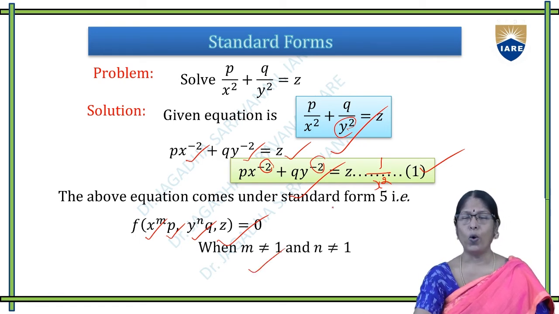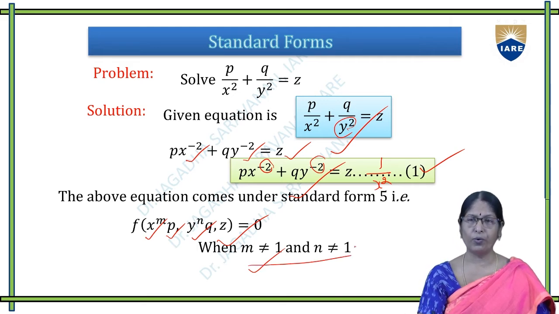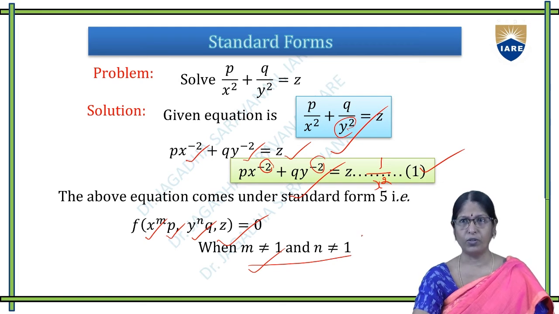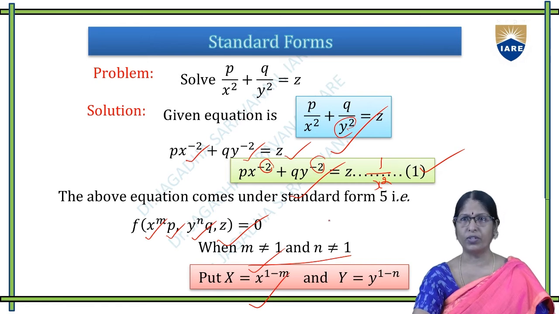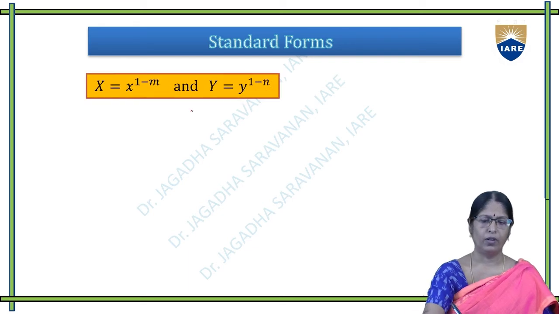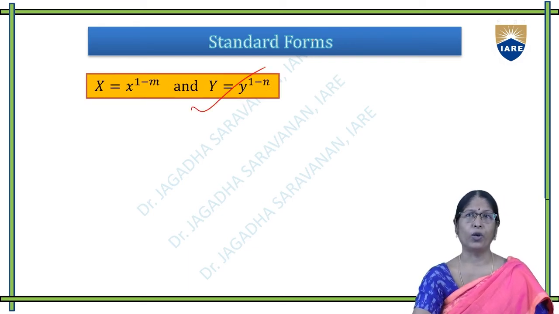And when their powers, now our given problem, the power m is minus 2, n is minus 2. That means the condition we are going to take is which is not equal to 1 condition. So we can see it, the capital X is equal to x power 1 minus m, capital Y is equal to y power 1 minus m. So we have m, we are going to replace it by minus 2, and n we are going to replace it by minus 2.